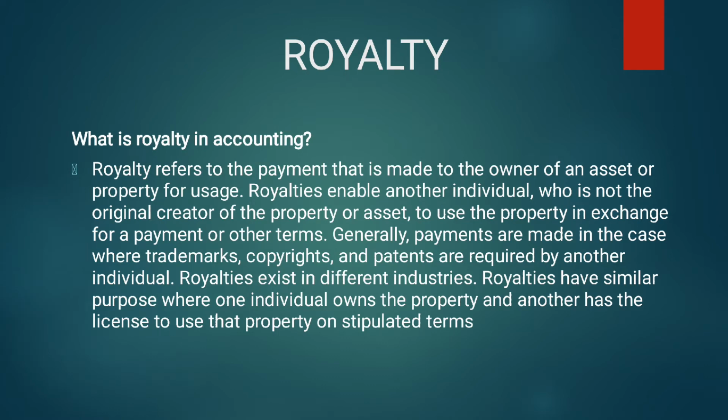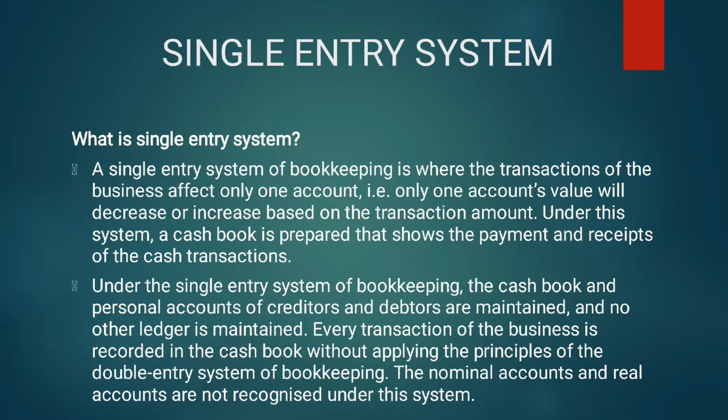Next, single entry system. What is single entry system? First one, a single entry system of bookkeeping is where the transaction of the business affects only one account, that is, only one account's value will decrease or increase based on the transaction amount. Under this system, a cash book is prepared that shows the payments and receipts of cash transactions.